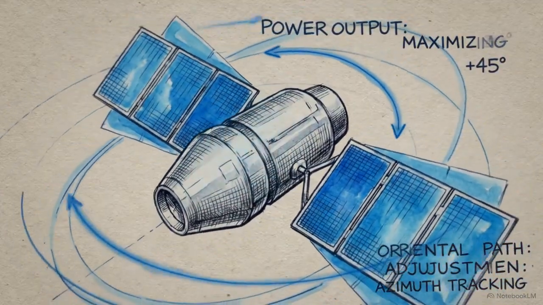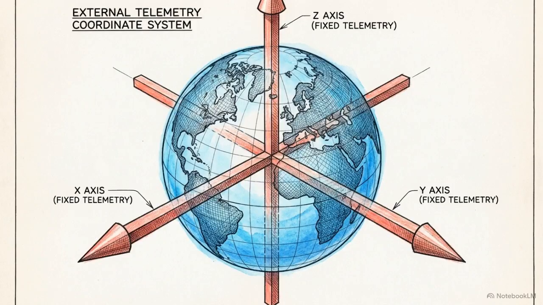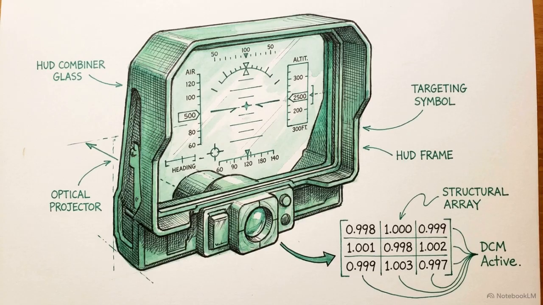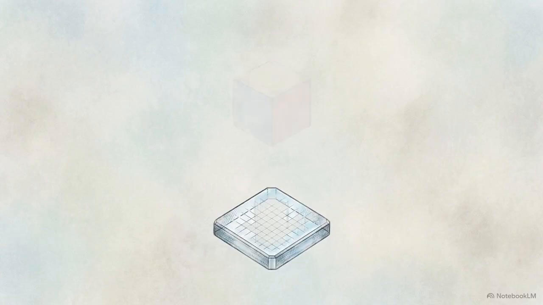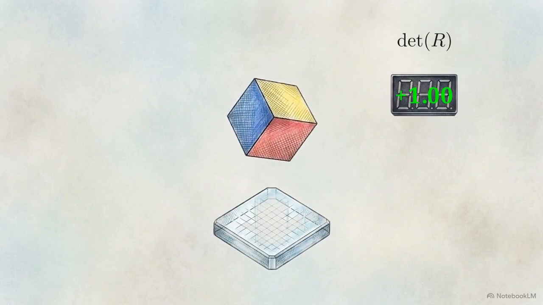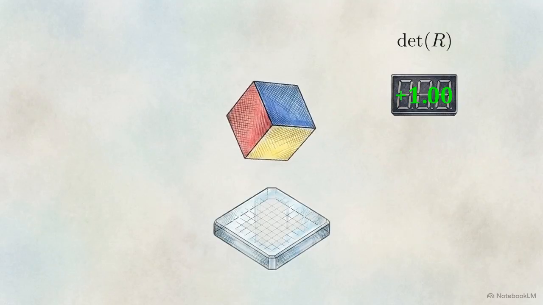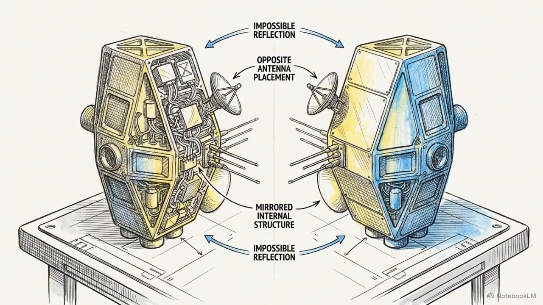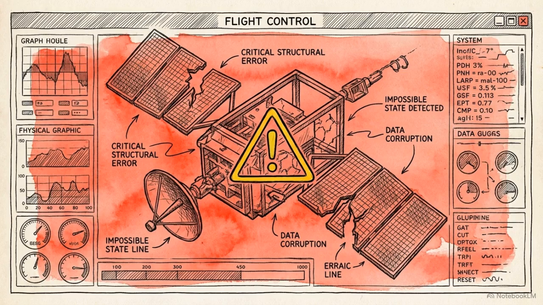A spacecraft must continuously track its orientation in relation to an external coordinate system, like an Earth-centered inertial frame. Flight systems map this rotational orientation using distinct arrays known as direction cosine matrices. Because physical objects cannot spontaneously change their volume or handedness in reality, the determinant of a valid rotation matrix must equal exactly +1. If the math returns a determinant of -1, it mathematically represents a physical reflection. For a solid spacecraft, this is an impossible physical state, instantly signaling a critical system error.